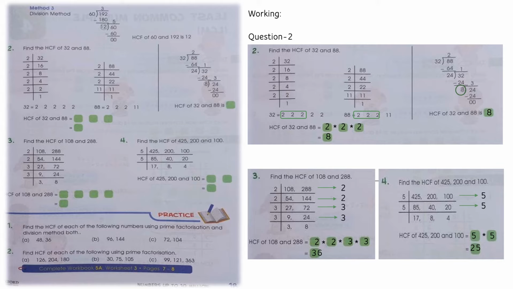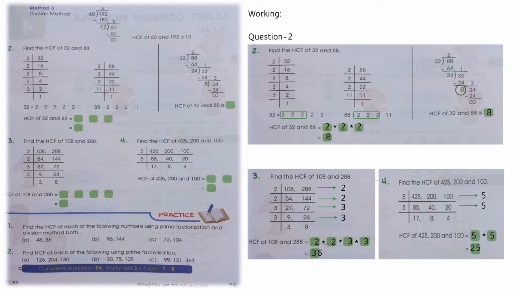In the next question, again we are going to use method 2, but this time we have 3 numbers and we have to find the HCF of 425, 200 and 100. We know that 425 is not divisible by 2, 3 or 4. So, we have started out with 5. With practice, you can get an idea of which number the numbers are completely divisible by.